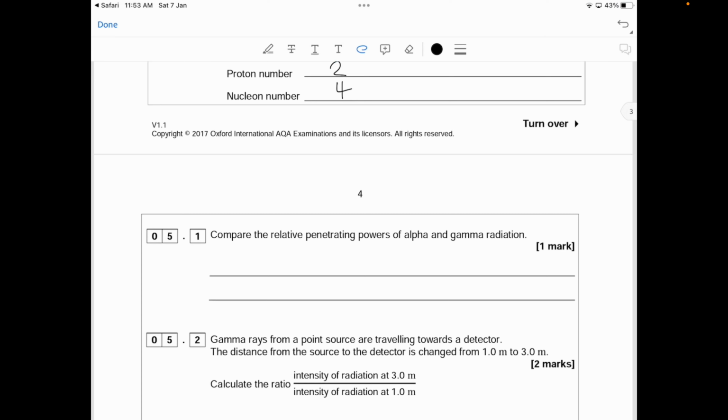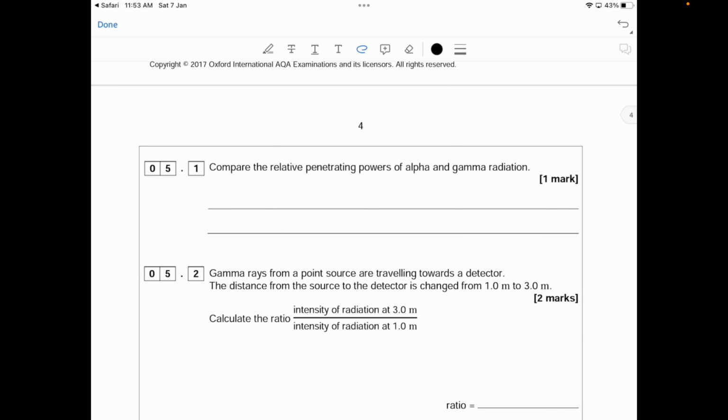Compare the relative penetrating powers of alpha and gamma radiation. You can show a comparison, but don't allow a simple list. So you can say that the gamma is greater. That should be alright as well for 1 mark.